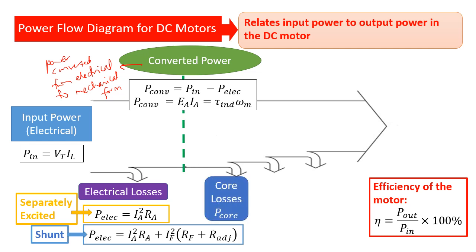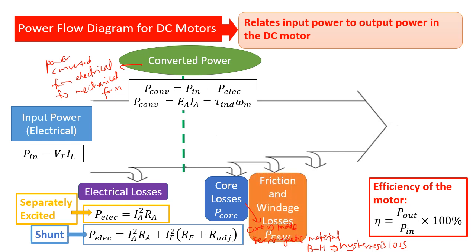Now on the mechanical power side, the losses are core losses, which come from the hysteresis loss. Remember, the core is made of ferromagnetic material, and as we've learned before, ferromagnetic material has a BH curve. So the BH curve causes hysteresis loss. Then after core loss, there are friction and windage loss and stray losses. Friction and windage loss is due to the friction at the air gap, and stray losses are other losses which can't be explained.